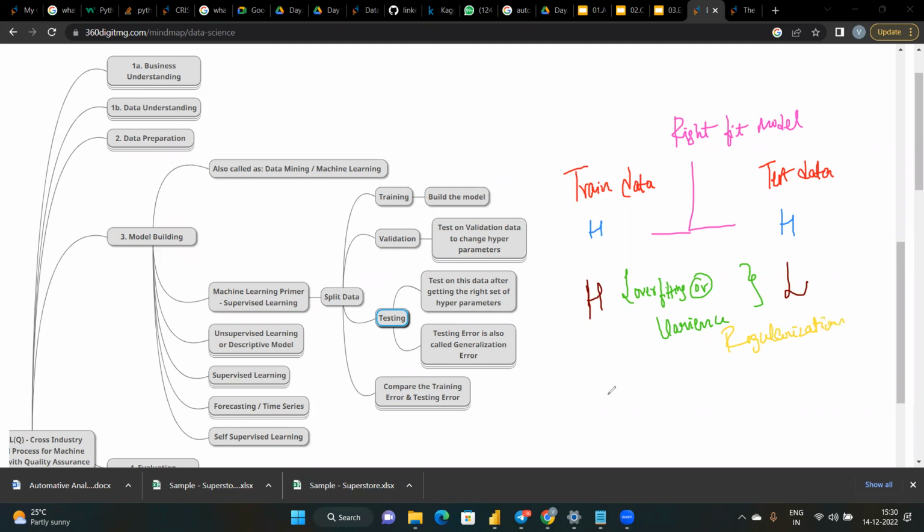And after that we are going to see if both are low. You have seen high and low. If both are low, what is the condition? Then it is called underfitting or bias. So what is underfitting? When both train data and test data are low, it is called underfitting.